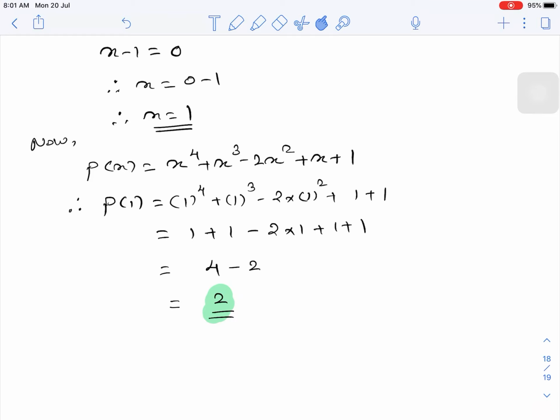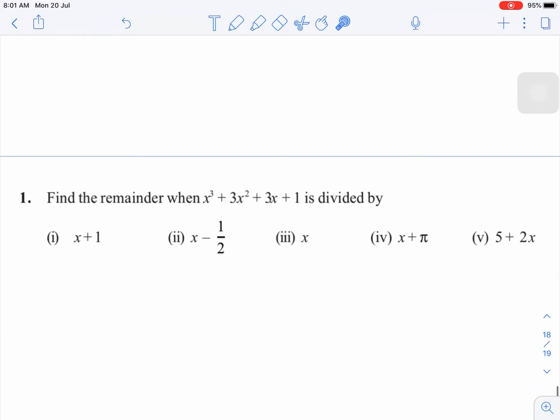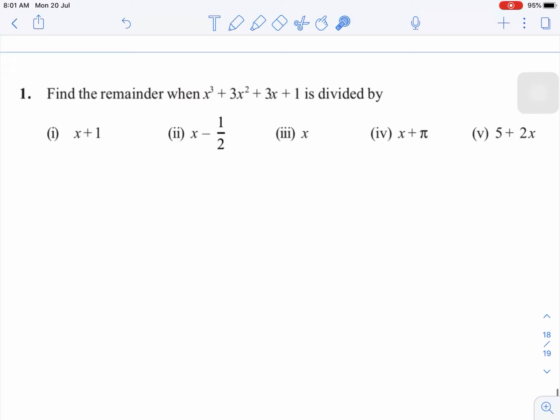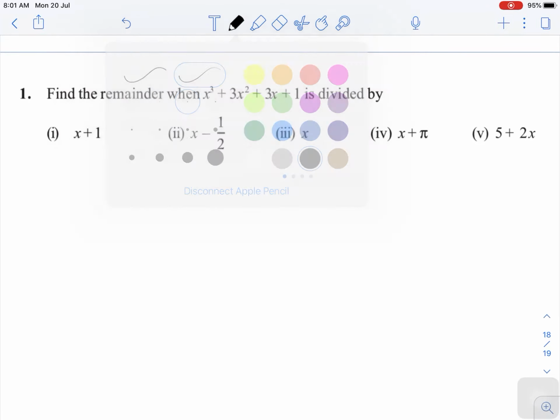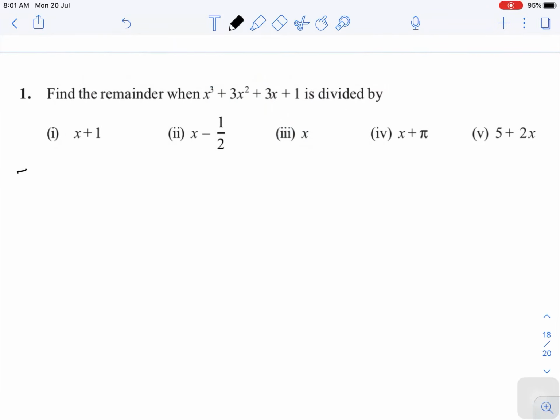Okay, so now let us consider the next example. Here it is given, find the remainder when this polynomial is divided by each one of these one by one. So let us solve one example. First one, when the divisor is x plus 1. Now remember that these all are divisors.